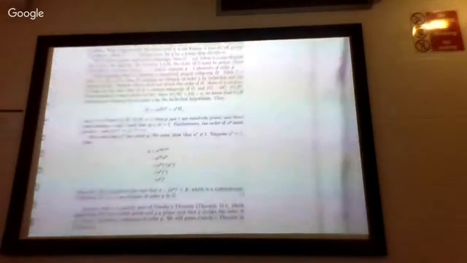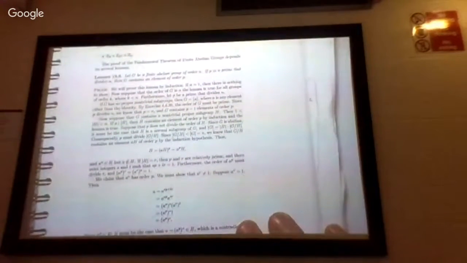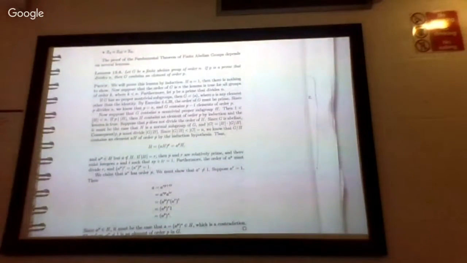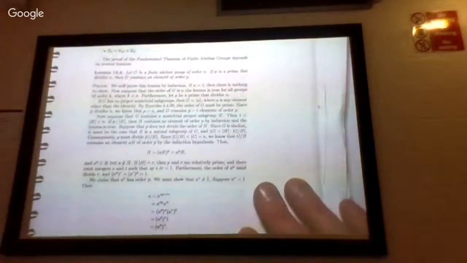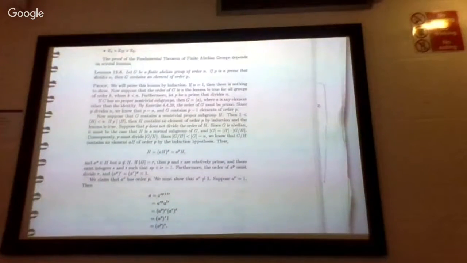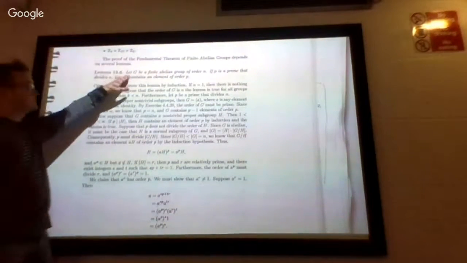Okay, so this first lemma is our first step on the way. Remember, Lagrange's theorem said that for a finite group of a certain size, if there's a subgroup of the group, its order must divide the size of the group. That's what Lagrange's theorem said. This goes somewhat in the other direction.